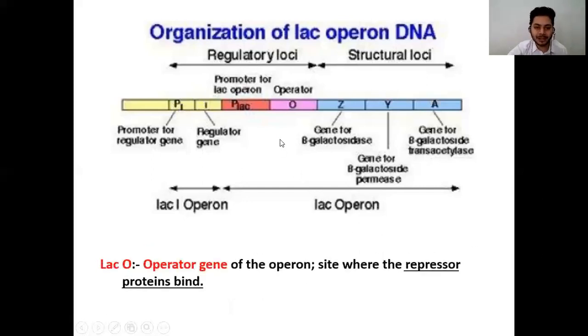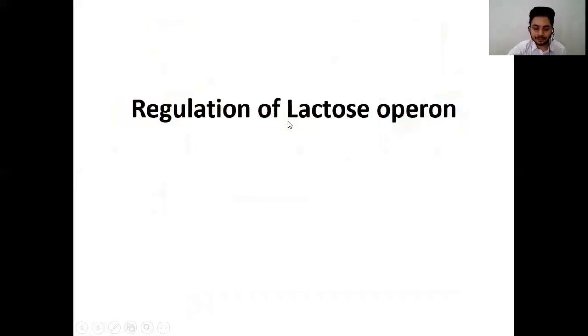And the third and last regulatory gene that we have, which is again a very important gene, is LAC-O. LAC-O is the operator gene of the operon. It is the site where my repressor proteins are going to come and bind. The repressor proteins that are encoded by the regulator gene will come and bind to the operator gene. So this operator acts as a site where my repressor proteins bind. Now that you have understood all the regulatory elements and structural elements, let us understand how my lac operon will be regulated.